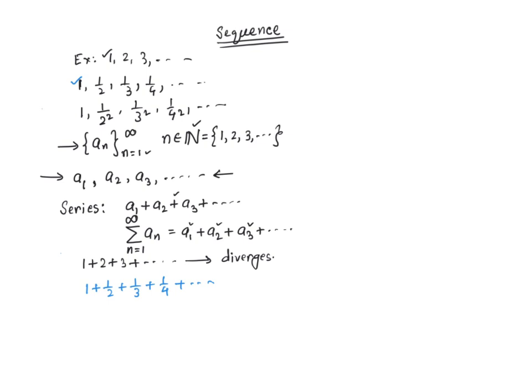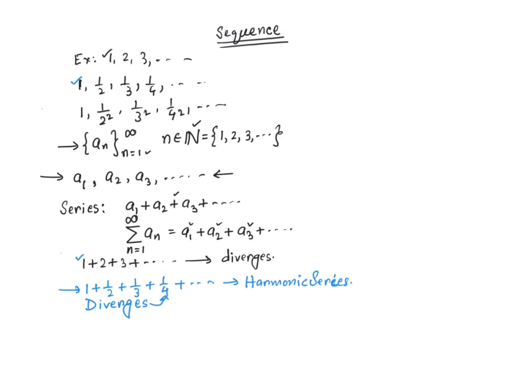By the way, this series has a special name. We call it the harmonic series. So this one is obvious that it diverges. However, this one is not so obvious, but this also diverges. So this guy diverges. That means it goes to infinity as you add them up.